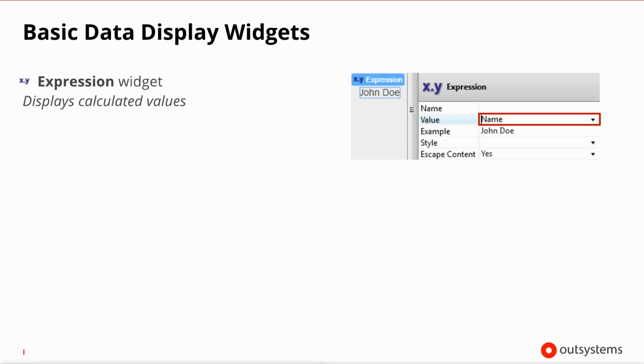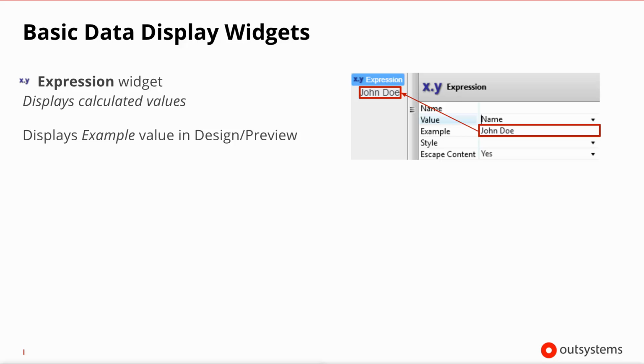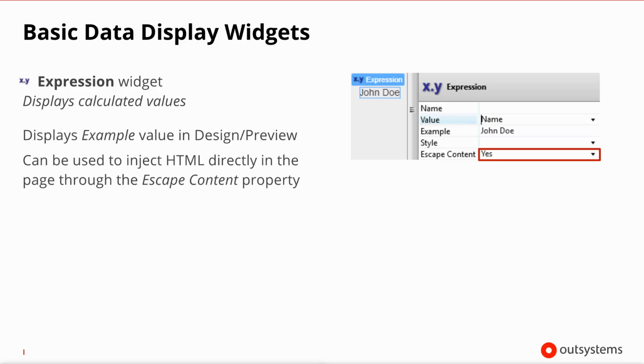The first widget is the expression widget, which is used to display calculated values in the screen. If you specify an example, this will show up in the preview while you're editing your module. There's an interesting property that this widget has, which is the escape content. If you set it to yes, it will allow you to inject HTML into the page. In the interest of security, the default value for this property is no.